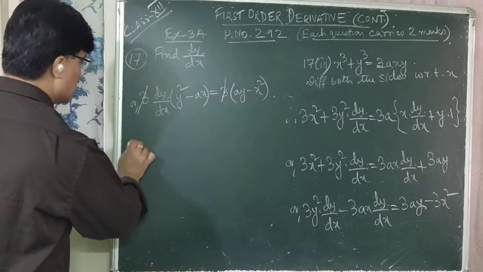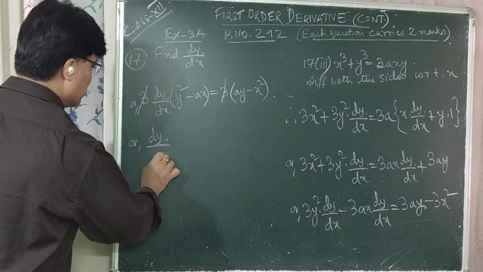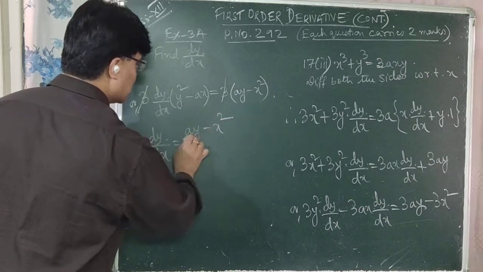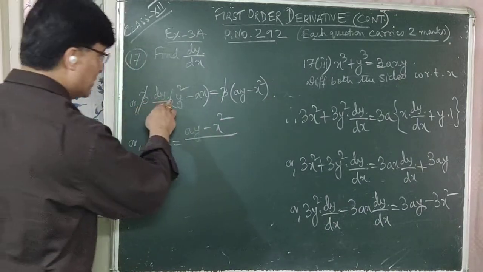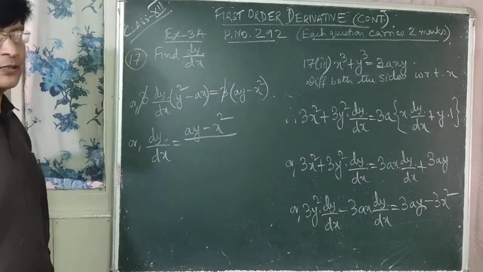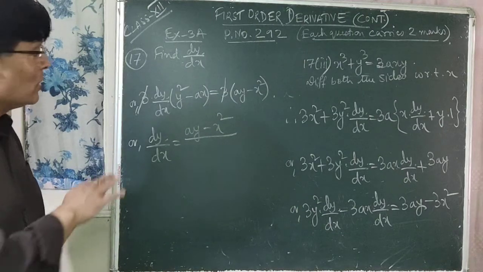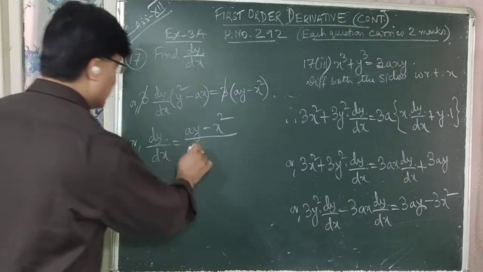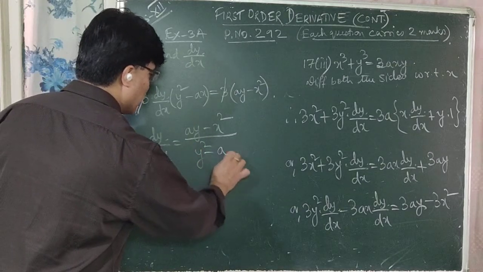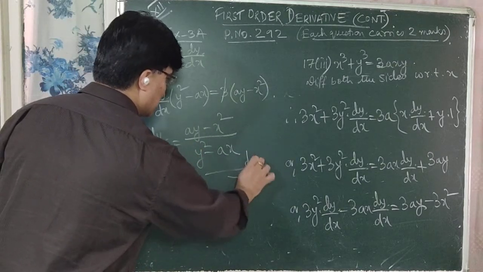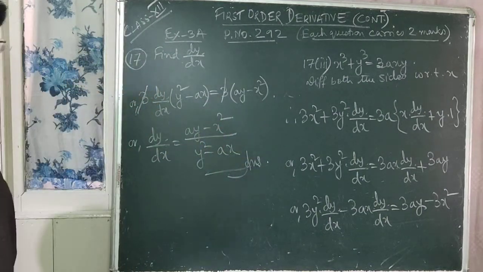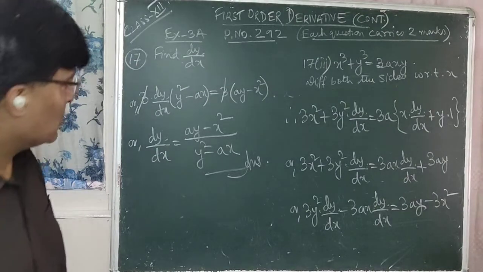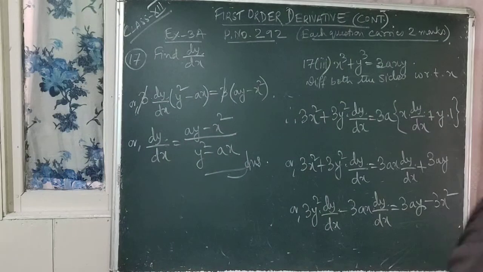3 gets canceled. What is the value for dy by dx now? So dy by dx is equal to ay minus x square. So when this term, that is y square minus ax on the left hand side, goes to the right hand side, you should write it in the denominator, divided by y square minus ax. So this is your final answer. Understood? So you can copy it. Now we'll do the next question now.